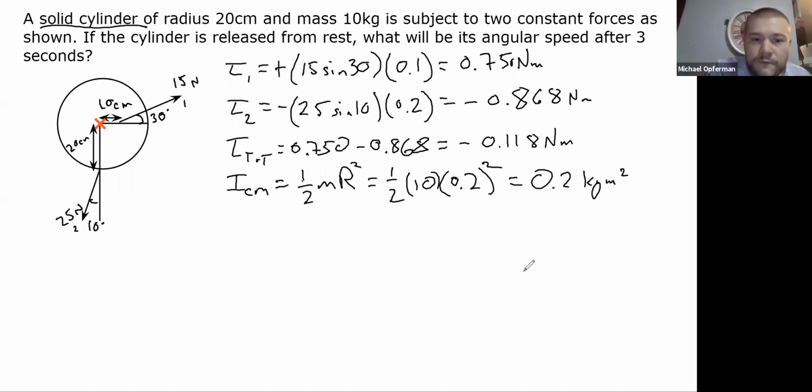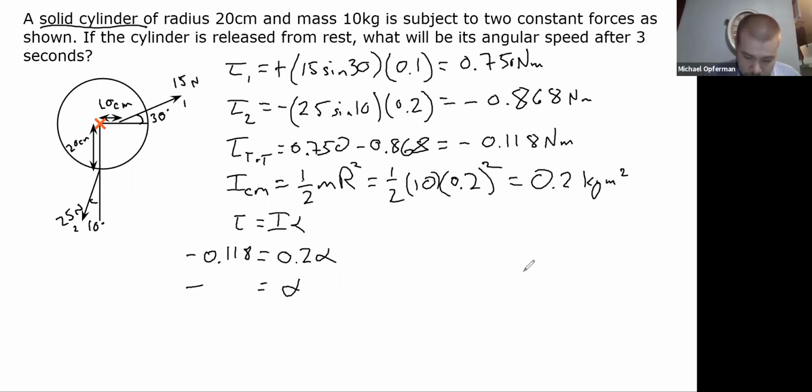And so then we can plug all this information into tau equals I alpha. So tau is negative 0.118. I is 0.2 times alpha. So that means alpha is negative 0.118 divided by 0.2, and that's 0.59 radians per square second. The fact that alpha is negative means that if you release this cylinder from rest, it's going to move in the clockwise direction, because negative means clockwise.